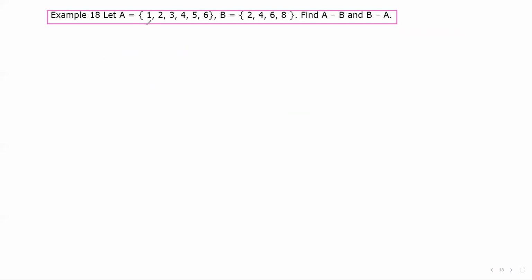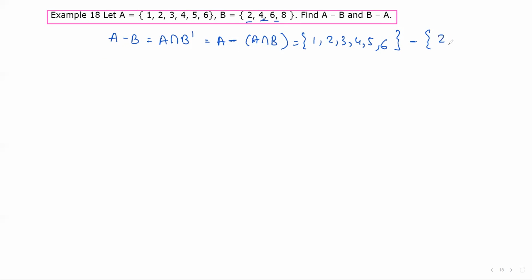A and B sets are given. You have to find A minus B and B minus A. Now, A minus B is written as A intersection B dash or A minus A intersection B. So, all you have to do is take the set A, 1, 2, 3, 4, 5, and 6, and subtract from it the intersection of the two sets. 2 is common, 4 is common, and 6 is common. So remove these elements from the first set. You're left with 1, 3, 5. This is A minus B.